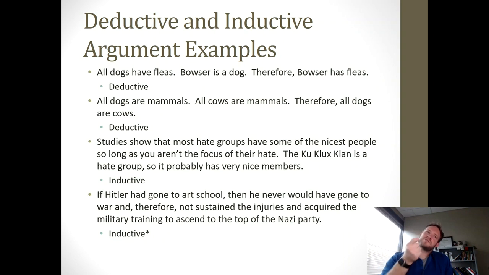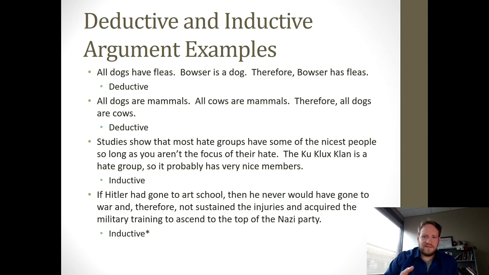I have a little star by this one because part of this has to do with your conception of history itself. If you think that the world is fundamentally fated or deterministic, that things that happened in the past had to happen that way and could have only happened that way, if that is true about history and how history unfolds, then this argument is actually deductive, right? Because these were necessary causes for Hitler doing this thing. And if those changed, then you would have a different outcome, right?